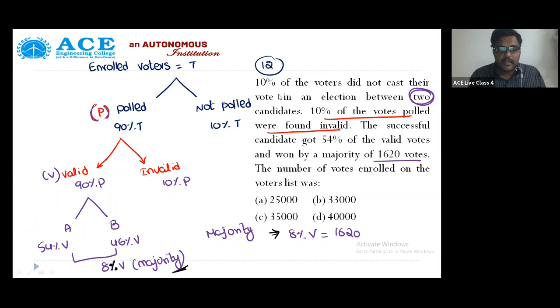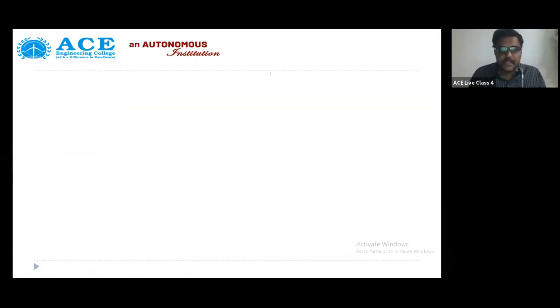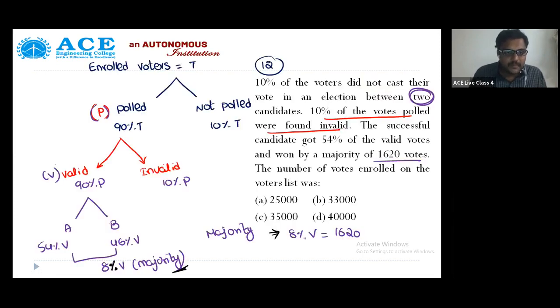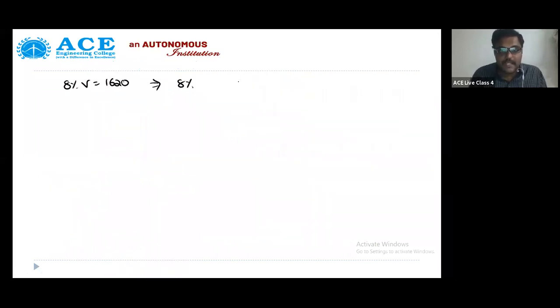Now, 8% of valid is 1620, right? See, valid is actually, if you just see in the question, valid is 90% of the polled. Polled is 90% of the total. Listen, valid is 90% of the polled. Then polled is nothing but 90% of the total.